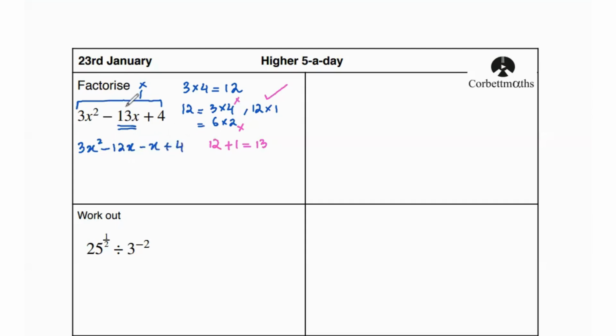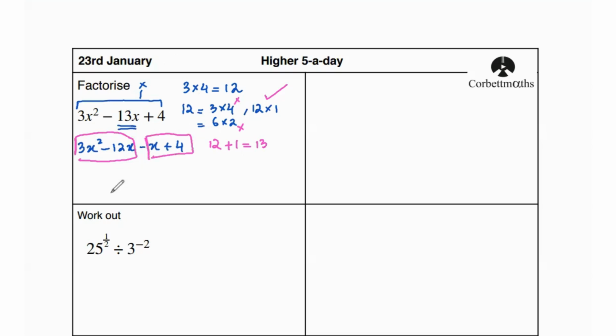As you can see, what we did is we split 13x, the negative 13x actually, into negative 12x minus x, because if we add negative 12x and minus x, that's the same as negative 13x. So you're just splitting it up using the factors of the product that we found in the first step. Now once we've done that, we divide the equation into two groups. The first two terms make one group, and this is the second group.